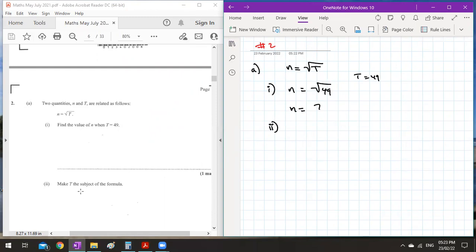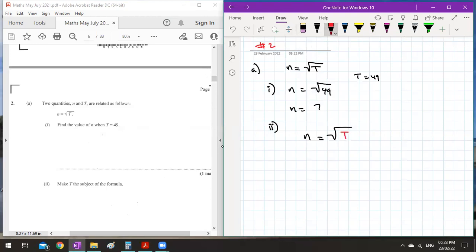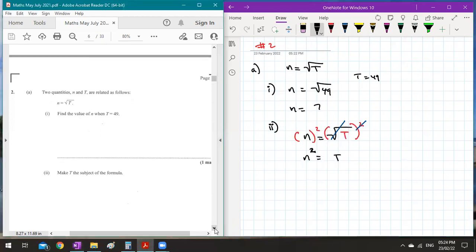Part 2, make t the subject of the formula. So we have n equal to the square root of t. We want t to be the subject of the formula, so we need to get rid of the square root sign. The opposite of a square root is a square. If we square the right of the equal sign, we square the left of the equal sign. So n squared is equal to t, because basically what we did is cancel the square with the square root. n squared, that is making t the subject of the formula.